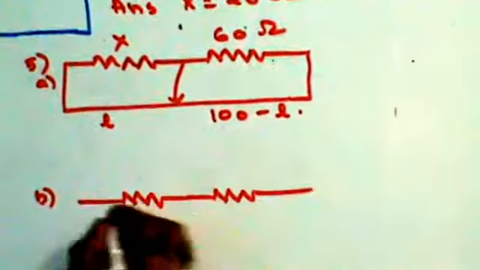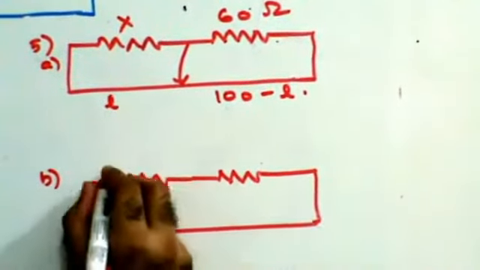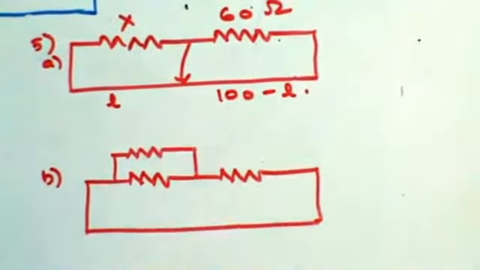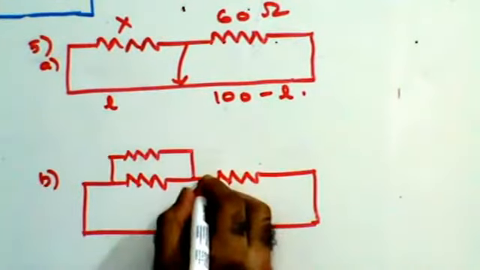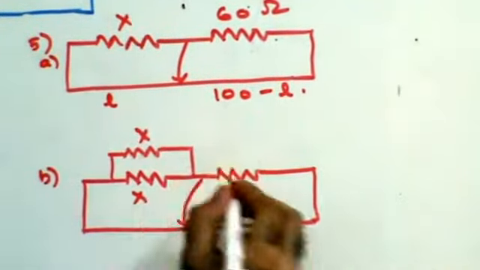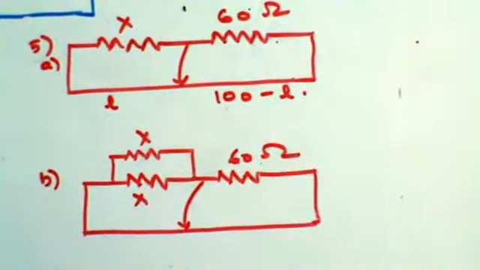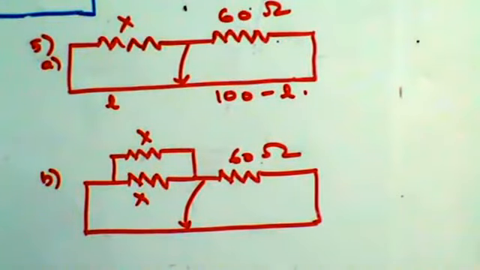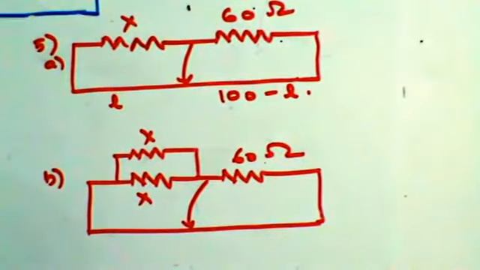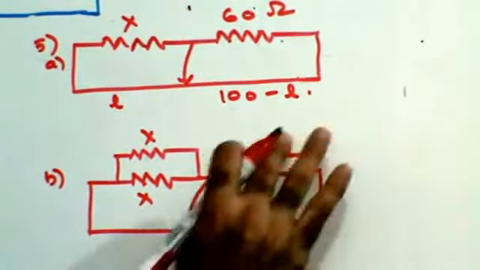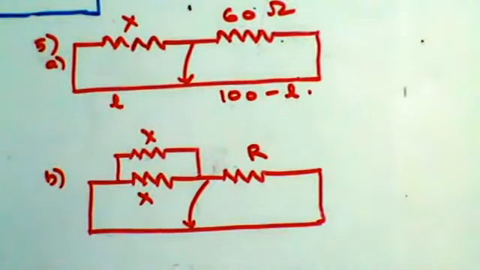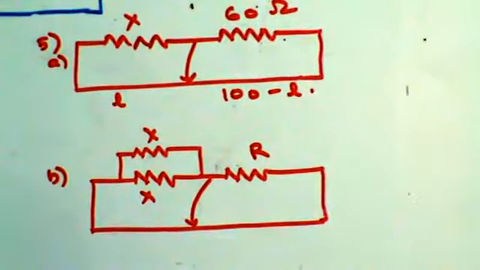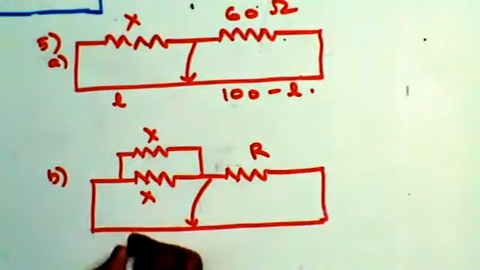Now, the unknown resistance is shunted by an equal resistance. What resistance should be connected in the right gap to obtain the null point at the same place?